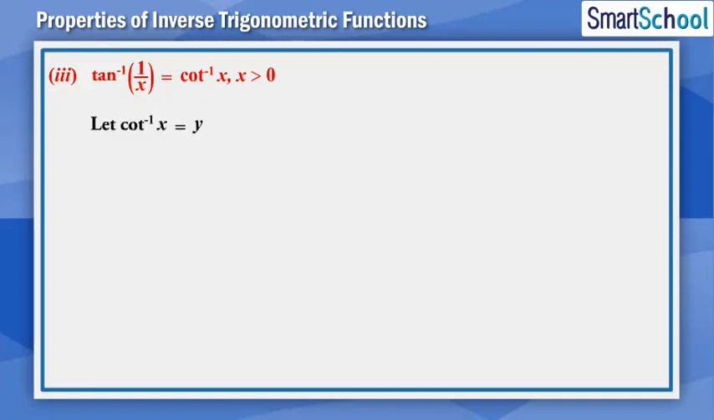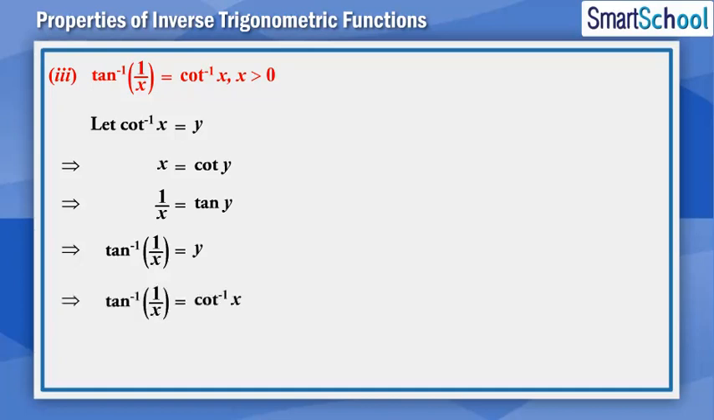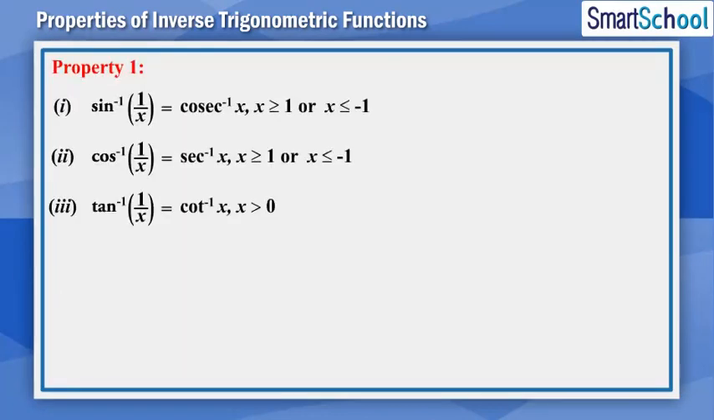Denote cot inverse x by y, which implies that x is equal to cot y, or 1/x is equal to tan y. This further implies that y is equal to tan inverse of 1/x. Finally, substituting the value of y proves the result. Similarly, the remaining two properties can also be proved.